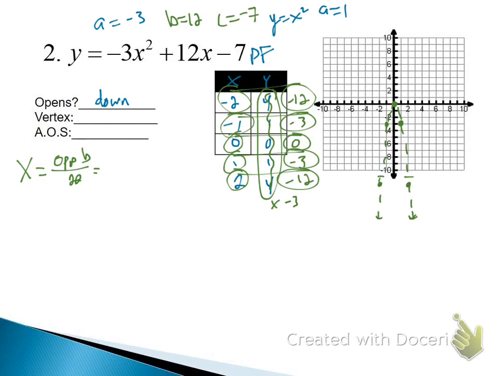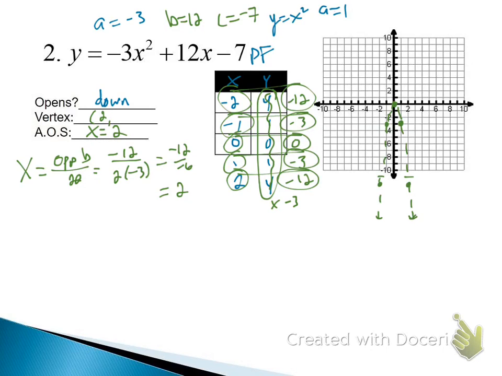All right, so the opposite of B is going to be negative 12. We go 2 times negative 3. So we get negative 12 over negative 6, which is 2. So the axis of symmetry equation is x equals 2, which means that I could draw an imaginary vertical line through 2 on the x-axis, and that will cut the U in half, the parabola in half of our actual graph. It also tells us that the x-coordinate for the vertex is going to be 2 for our function.